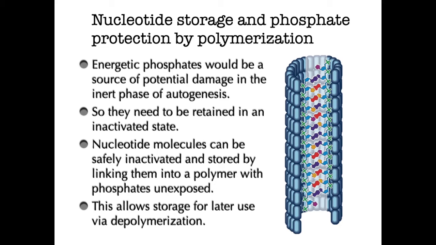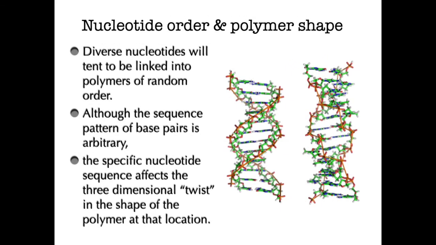Energetic phosphates would be a source of potential damage, unfortunately, in the inert phase of autogenesis. So in this state, they need to be retained in an inactivated form. Nucleotide molecules can, in fact, be safely inactivated and stored by linking them into a polymer in which phosphates become unexposed. This allows storage for later use via depolymerization of the polymer. Interestingly enough, diverse nucleotides will tend to be linked into polymers of random order if there is nothing else that determines this order. Although the sequence pattern of base pairs will therefore be arbitrary, the specific nucleotide sequence will affect the three-dimensional twist in the shape of the polymer at that location.